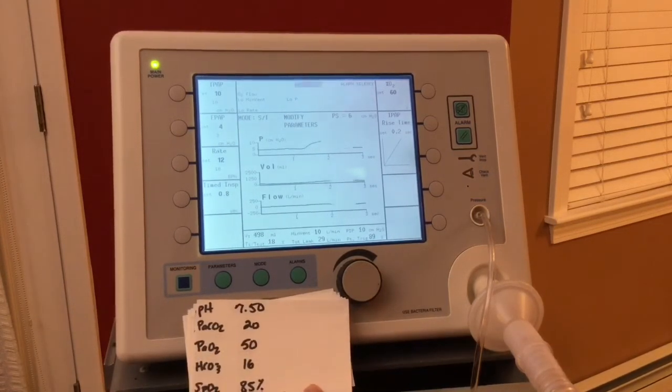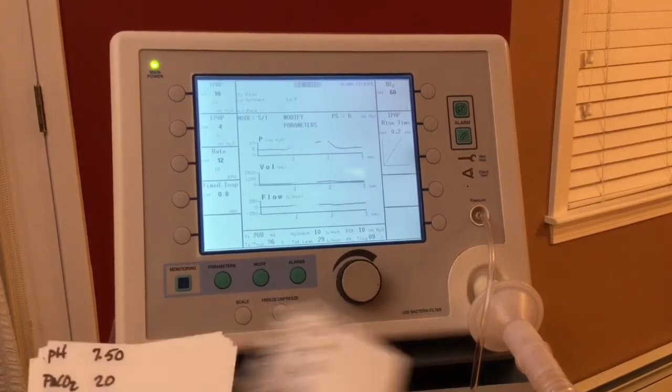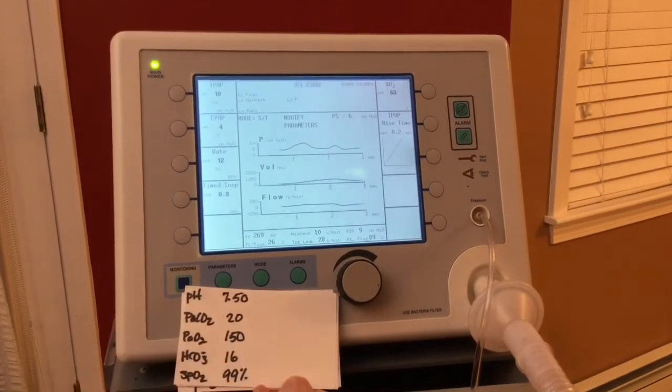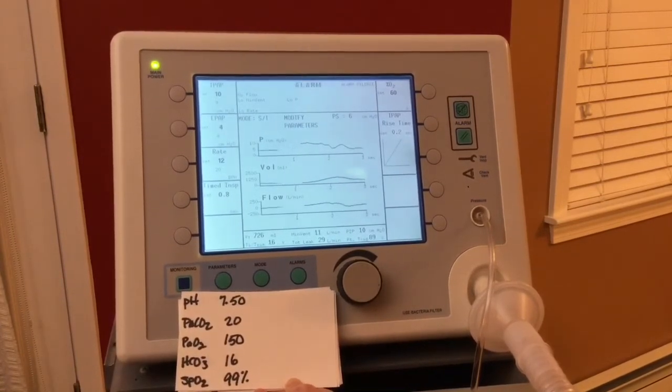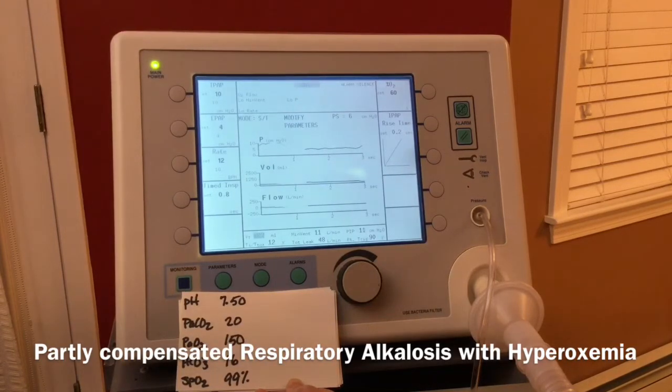Let's try another blood gas. Interpret the blood gas. Pause the video. If you interpreted this blood gas as partially compensated respiratory alkalosis with hyperoxemia, you were correct.